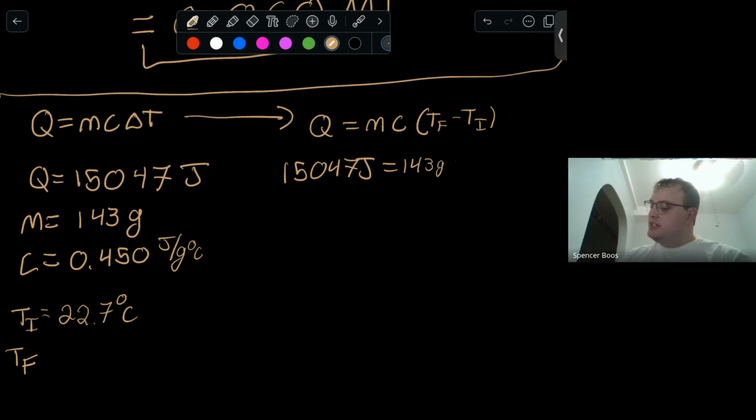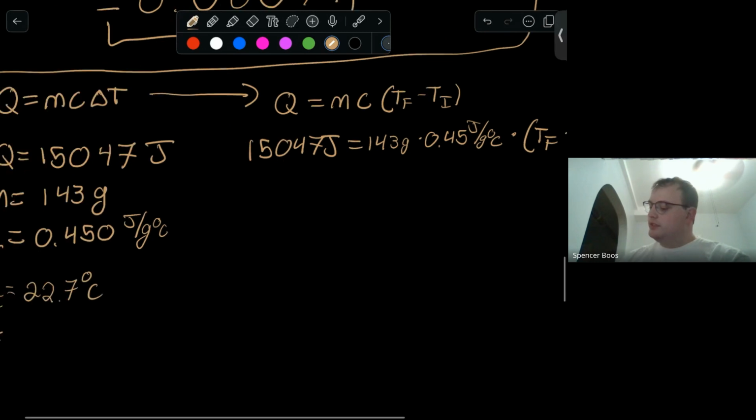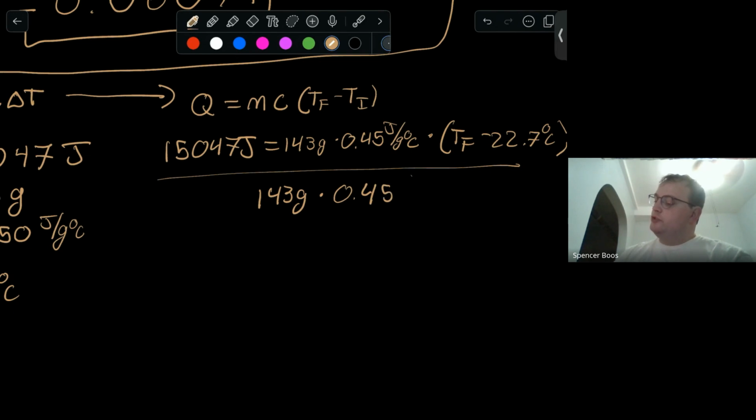143 grams times 0.45 joules per gram degree Celsius times T final minus, what the heck did we say? 22.7 degrees Celsius. And all we do at this point is solve for T final. We divide both sides by 143 grams times 0.45 joules per gram degrees Celsius.